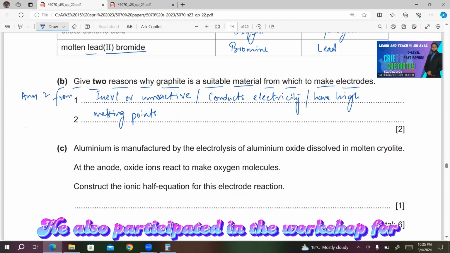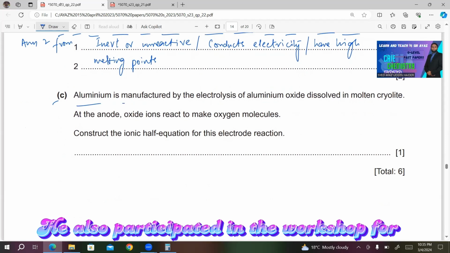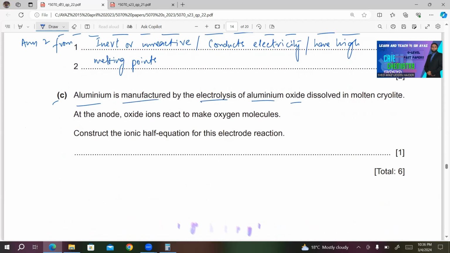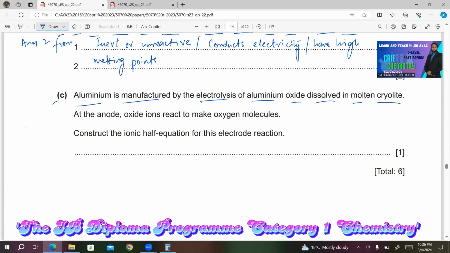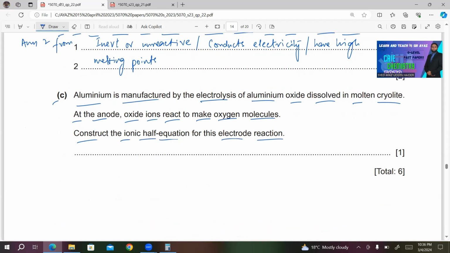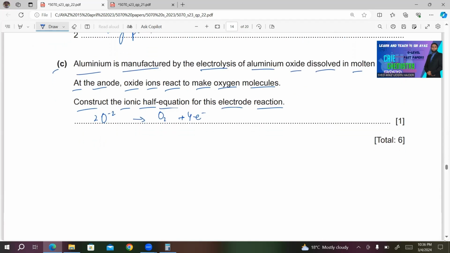C. Aluminum is manufactured by the electrolysis of aluminum oxide dissolved in molten cryolite. At the anode, oxide ions react to make oxygen molecules. Construct the ionic half equation for this electrode reaction. So oxide ions will lose electrons to form oxygen molecules. So we will write O2- gives O2 plus electrons. Let's balance the equation. We have 2 here and it must have 4 electrons, 4 moles of electrons on the right hand side of the equation.